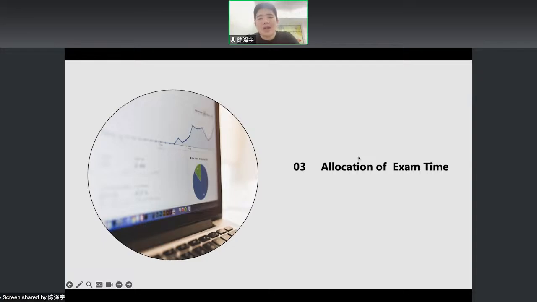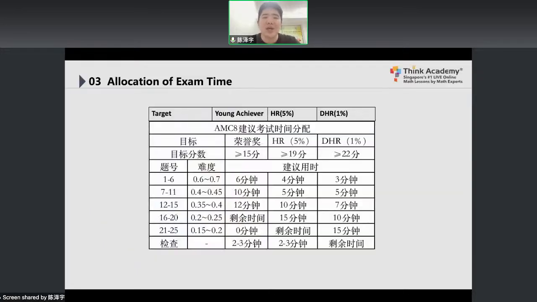All right, the third part is about the allocation of exam time. Like I said, you only got 40 minutes to do 25 questions. So the allocation of exam time is the key to acing the AMC8. Here are my suggestions. I divide all the students into 3 groups.